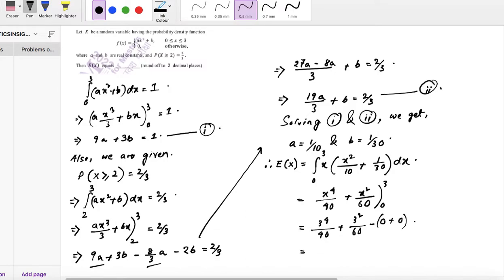What we get? Compute this one, we will get 2.025 plus 0.15. The final result is 2.175. So this is the answer. Let's move on to the next question.